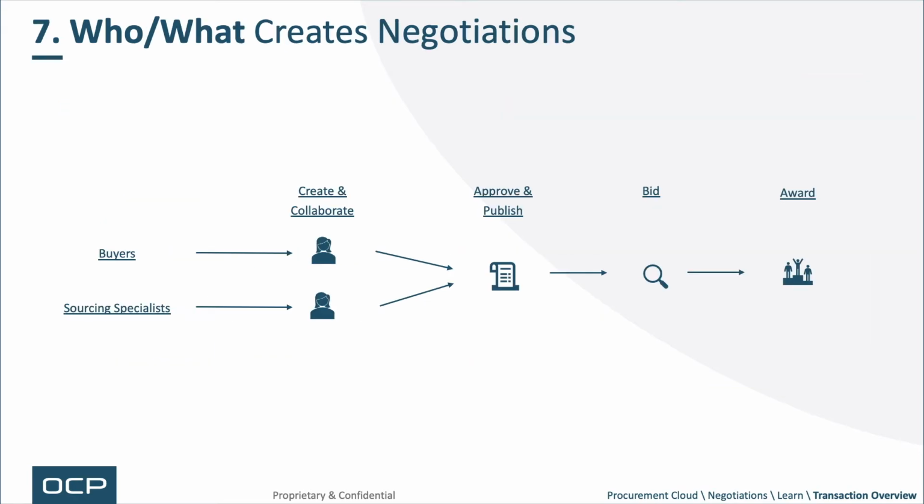Who or what creates negotiations? Well, that's really buyers. You may have sourcing specialists, you may even have contract admins weigh in because of the interplay, but by and large, that's buyers. The only other person than a buyer might be a category manager, because they understand and control how the different elements of that category are going to be negotiated and when, right? So going back to the programs. So that's who and what.